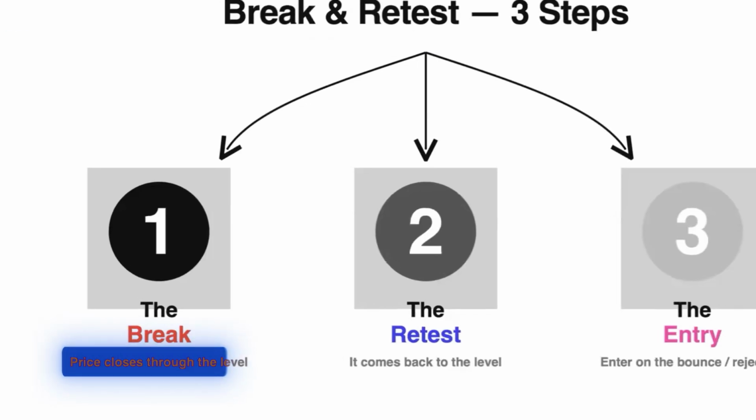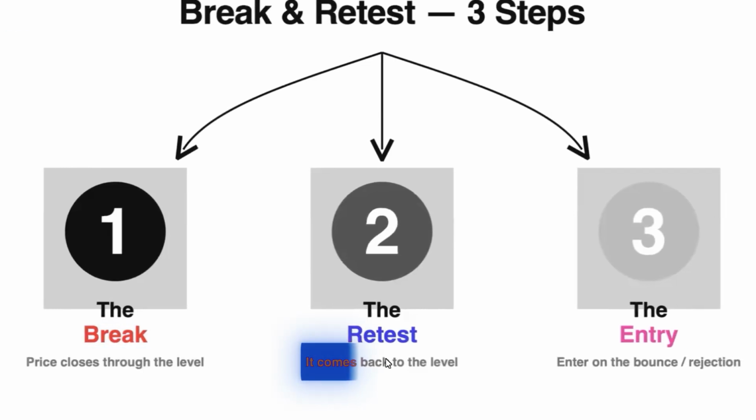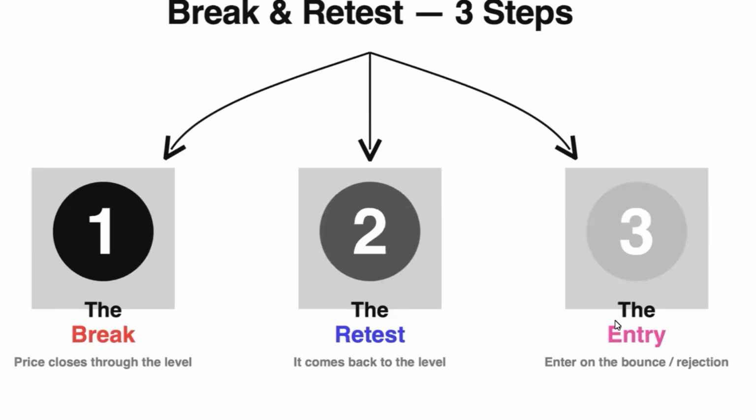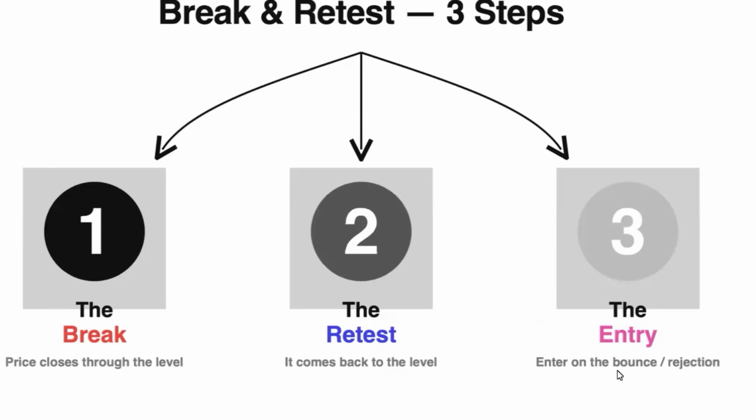Step number 1, price closes through the level. Step number 2, the retest, price comes back to that level. Step number 3, the entry, entering at the bounce or rejection at that key level.